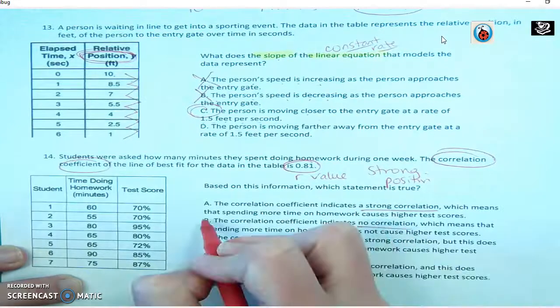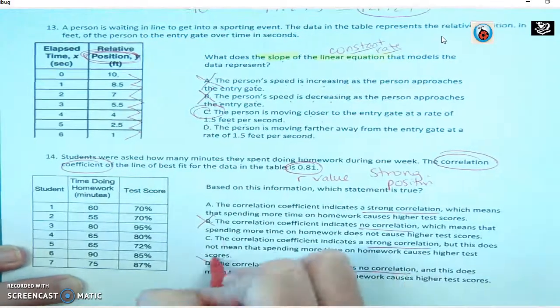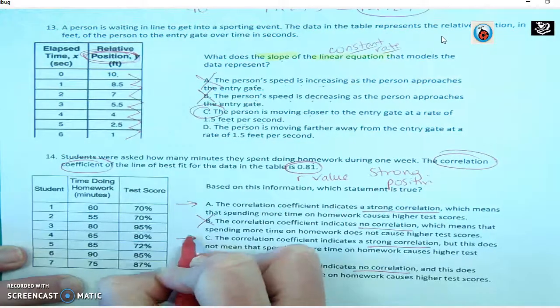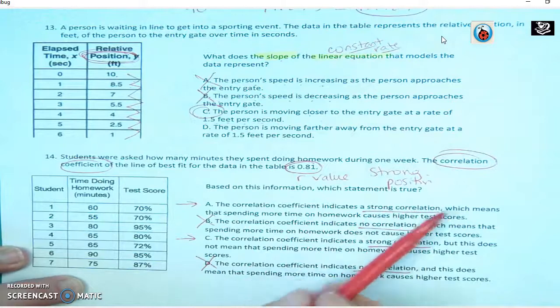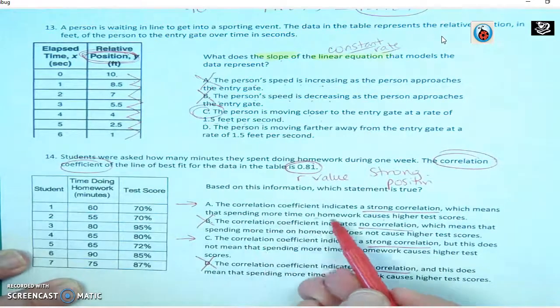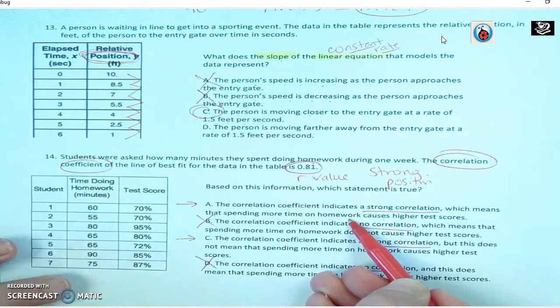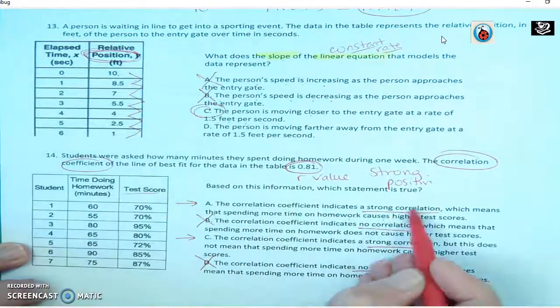B says no correlation. We know B is wrong. C says strong correlation and D says no correlation. So it's either A or C. The correlation coefficient indicates a strong correlation, which means that spending more time on homework causes higher test scores. So spending more time on homework means that you are more likely to have a higher test score. That's what has a strong correlation.